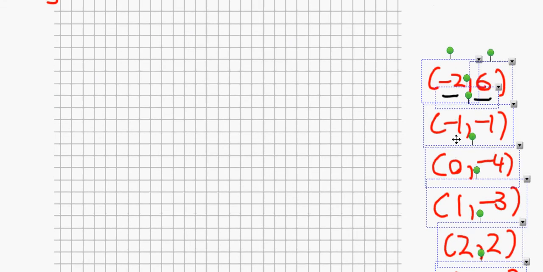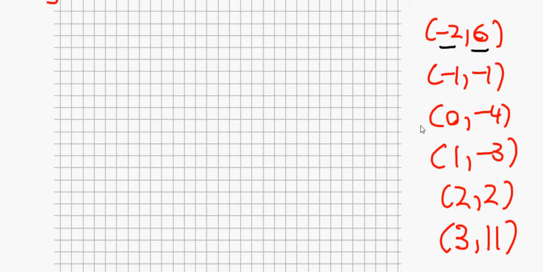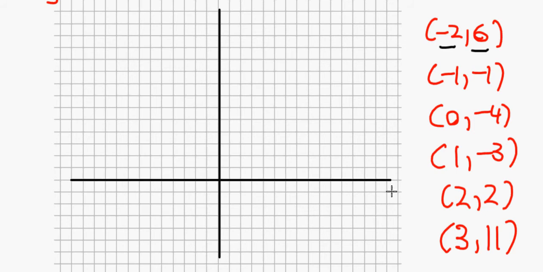Okay, so the first thing you want to know is what is the highest and lowest y value. The highest y value is 11 and the lowest y value is minus 4. So that means that we need 15 blocks in total to make this. So we need 11 above and 4 below. So we're going to do what we did last time.